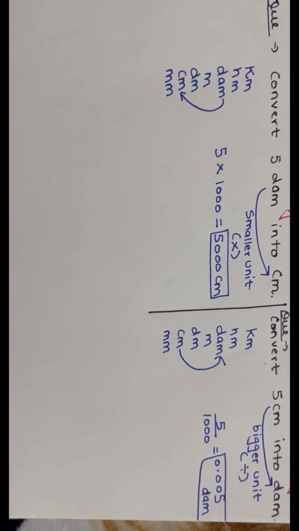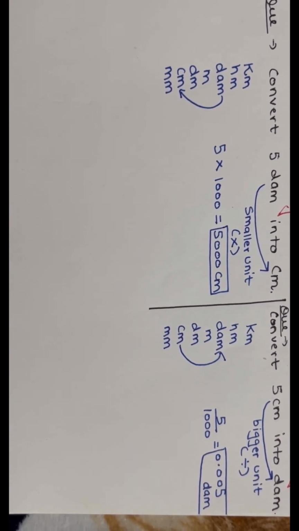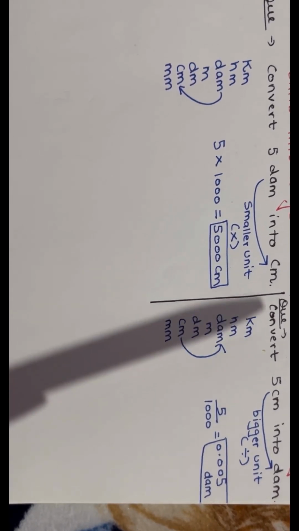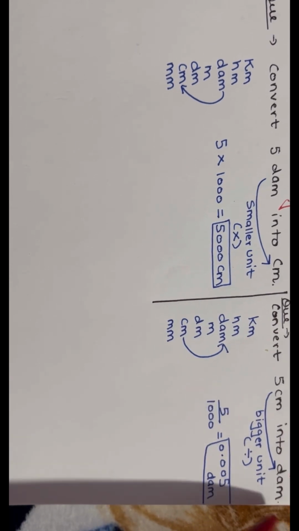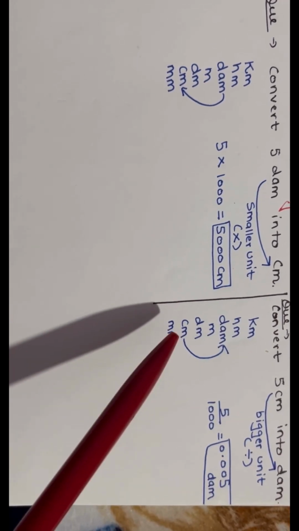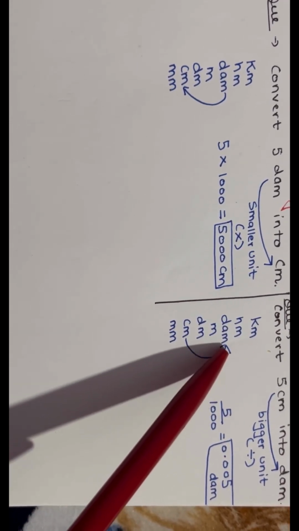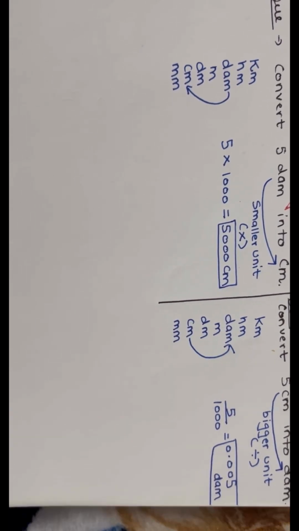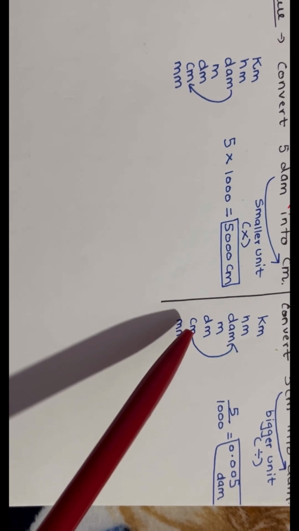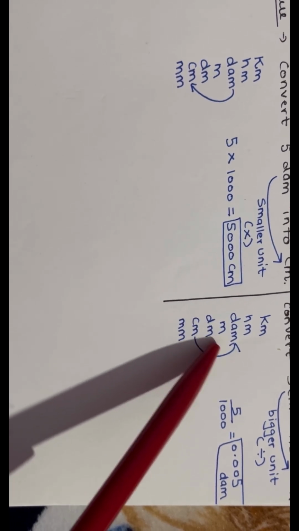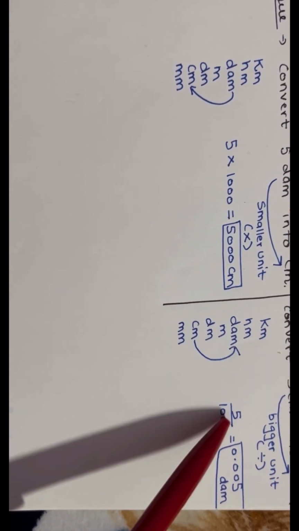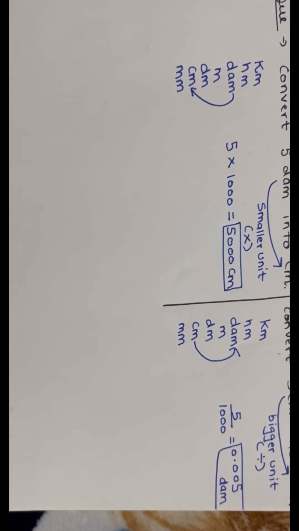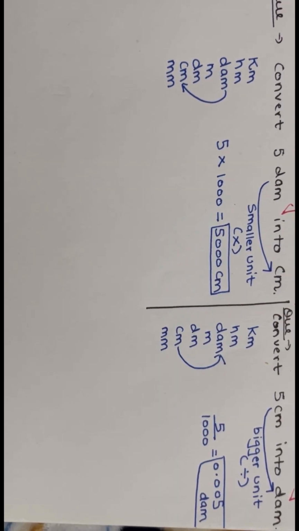Now just look at the right question. In this question you are converting 5 centimeter into decameter. So 5 centimeter is a smaller unit and decameter is a bigger unit. So you are converting smaller unit to a bigger unit. So obviously you will divide. But divide by what? So just remember the number of zeros. 1, 2, 3. So just divide by 1000 and you have got your answer, 0.005 decameter.